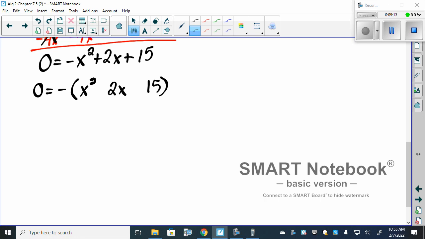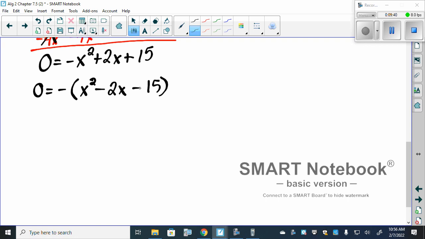So we'd have 0 equals negative, and we would have x squared minus 2x minus 15. Good. We want to pull that negative out. This isn't something you have to do. I like keeping the x squared positive. Since we have a negative x squared, I'm going to factor that negative out. Because if I factor the negative out, it takes the x squared from being negative to positive, something we're used to working with. It's going to take the positive 2x and make it negative, and it's going to take the 15 and make it negative.